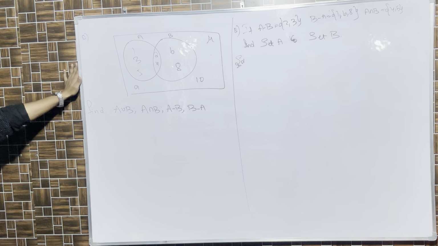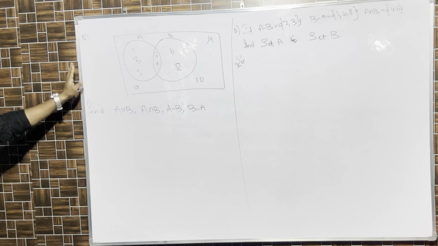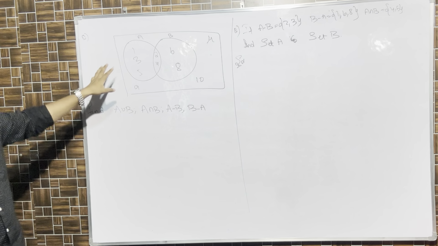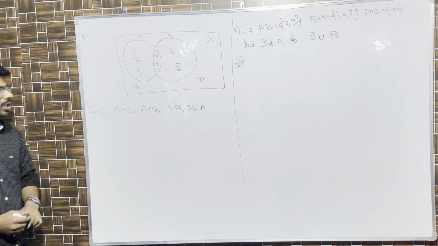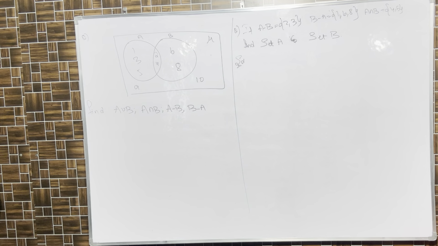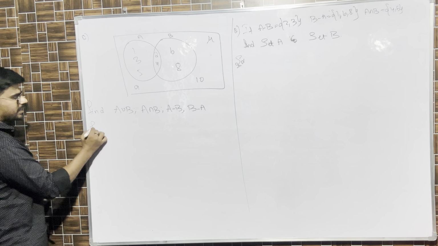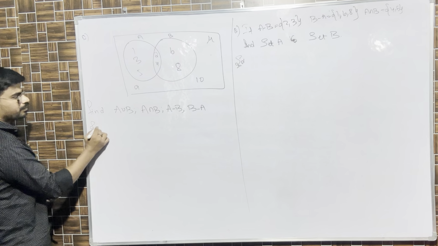Two more questions related to Venn diagrams. A Venn diagram is given: in the first set 1, 3 and 5, then 2, 4 is here, and 6, 8. We have to find the value of A union B, A intersection B, A minus B, B minus A from the given sets. A union B in the sense will include all the values. This 9 and 10 is given just to confuse you. Need not worry about that.